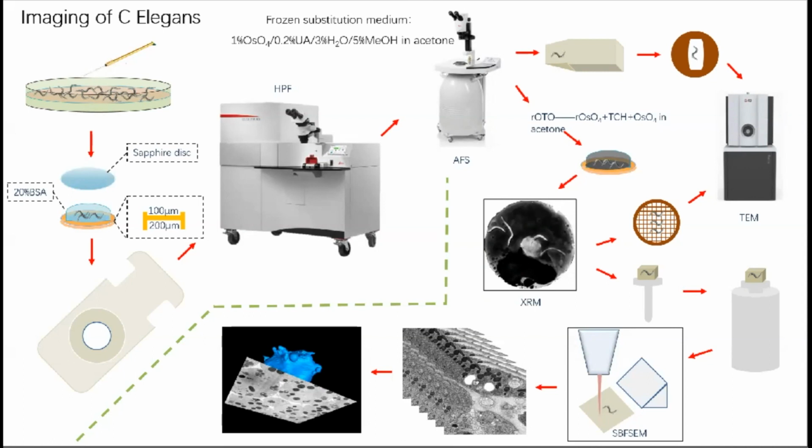It's transparent, and when we cover it, we can see if there are bubbles in it, if the C. elegans are lost when we close the carrier. The C. elegans are lost with the liquid. After freeze substitution, we brought the sample to room temperature and did ROTO.